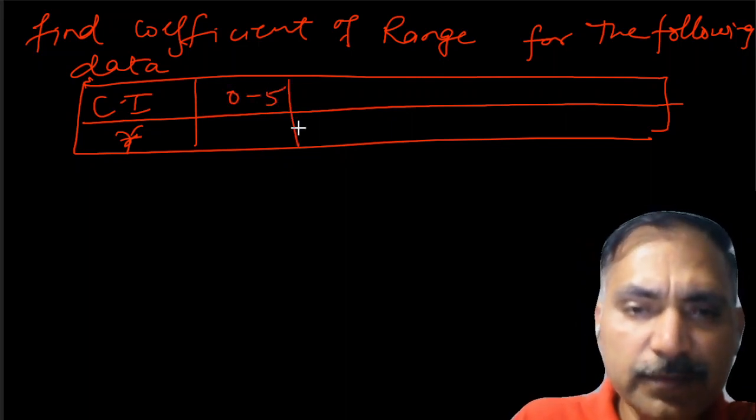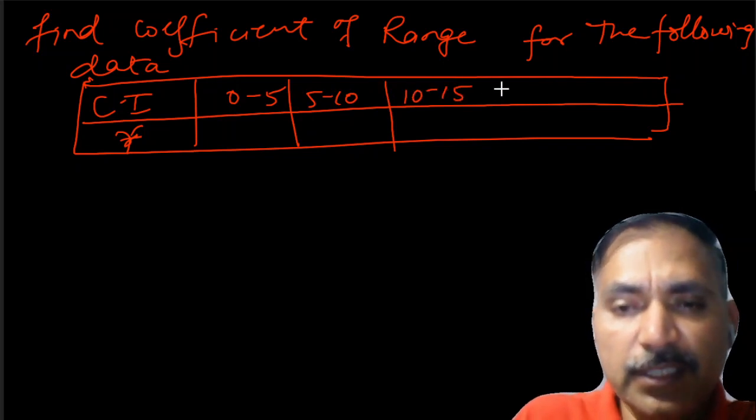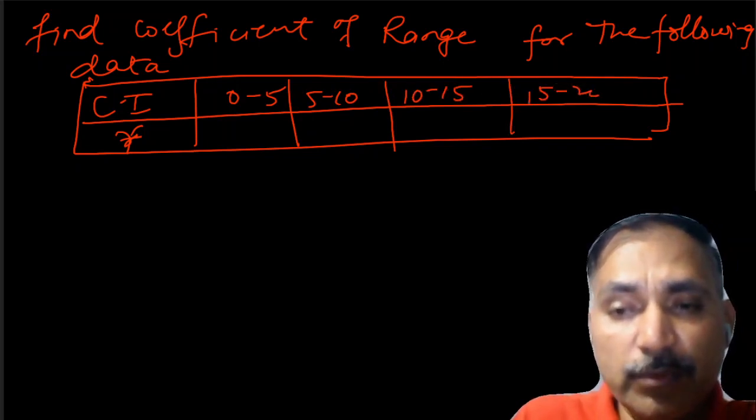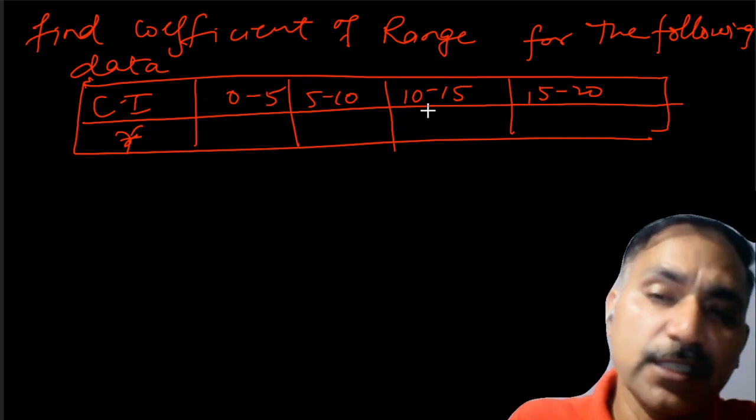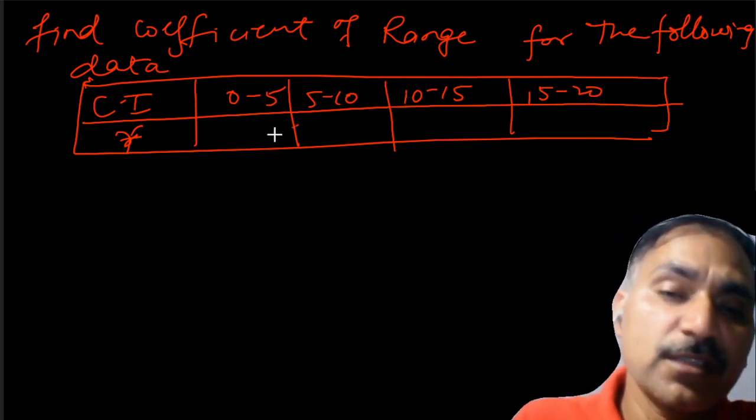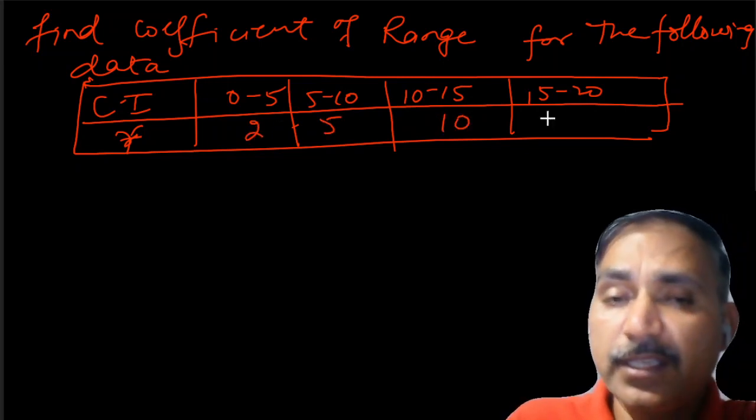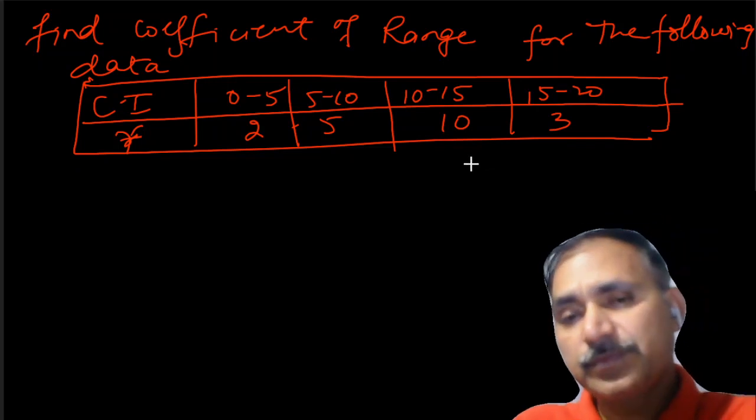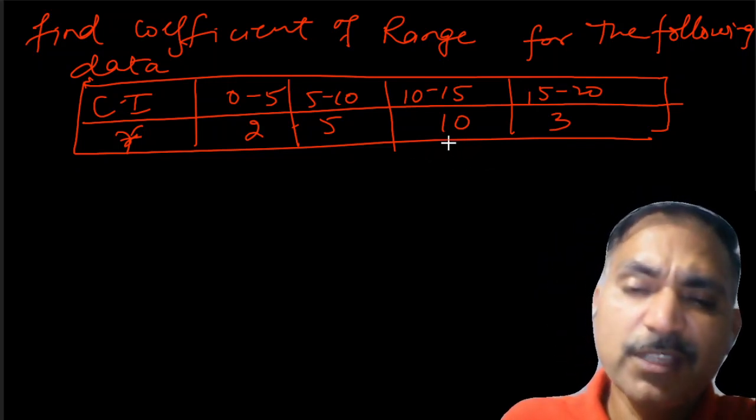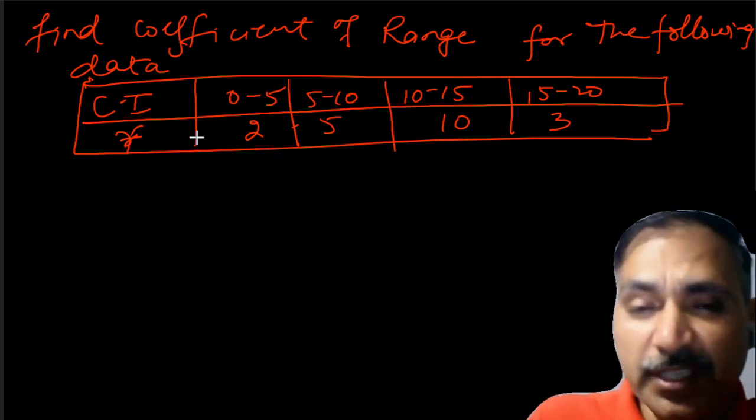Zero to 5, 5 to 10, 10 to 15, and 15 to 20. Assume these are the marks of the students in a unit test of 20 marks. So here we have frequencies 2, 5, 10, and 3. Assume there were only 20 students present in that class, so the total frequency becomes 20.